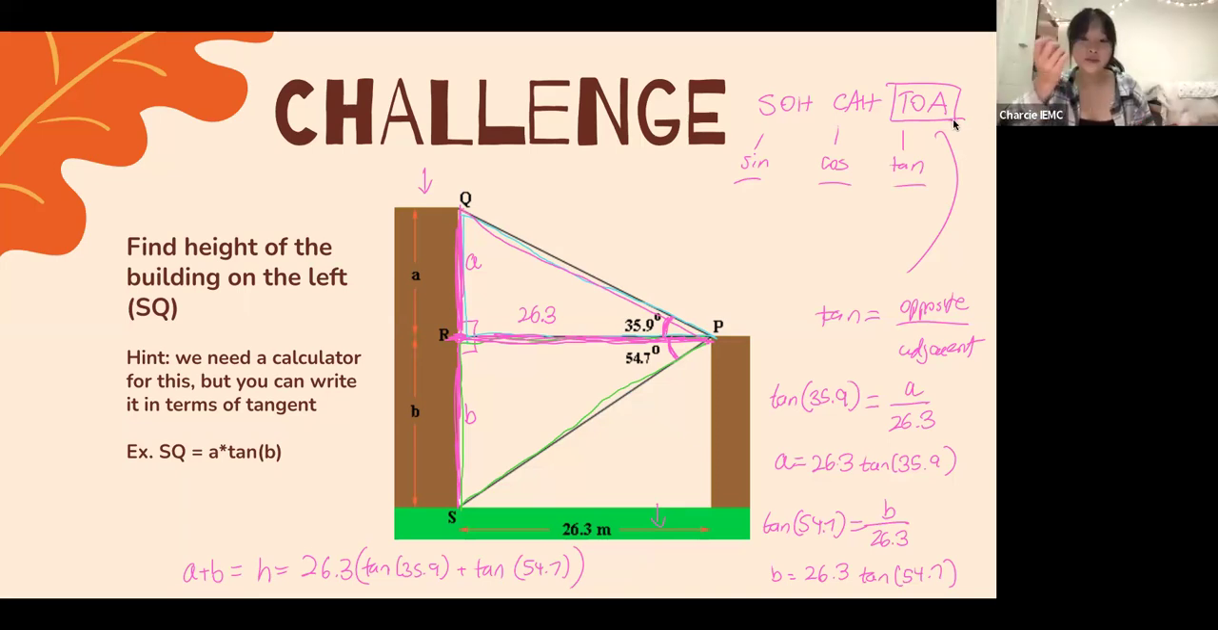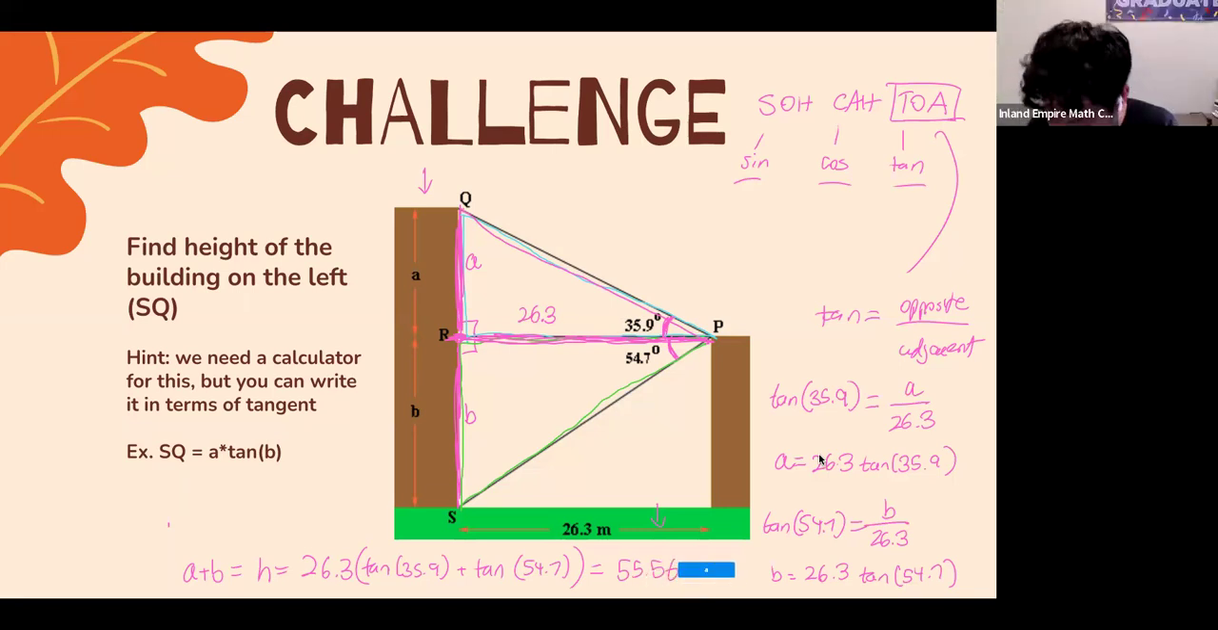Okay, so if you plugged in the answer for A, you would get approximately 18.42. And then for B, it would be 37.14. And if you added those two together, you would get approximately 55.56. Okay, so that would be our final answer. And remember to write your units, meters.